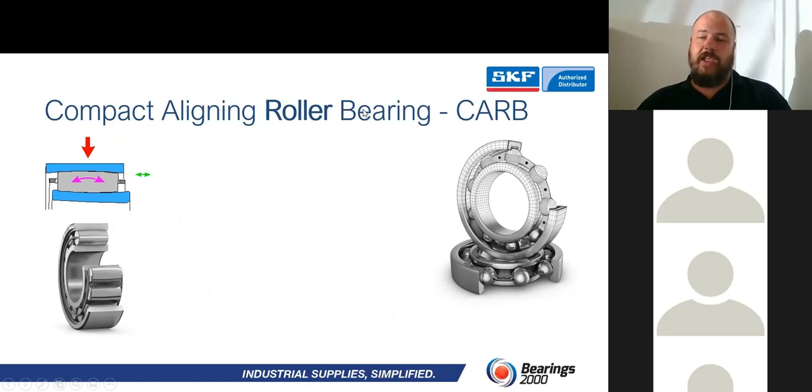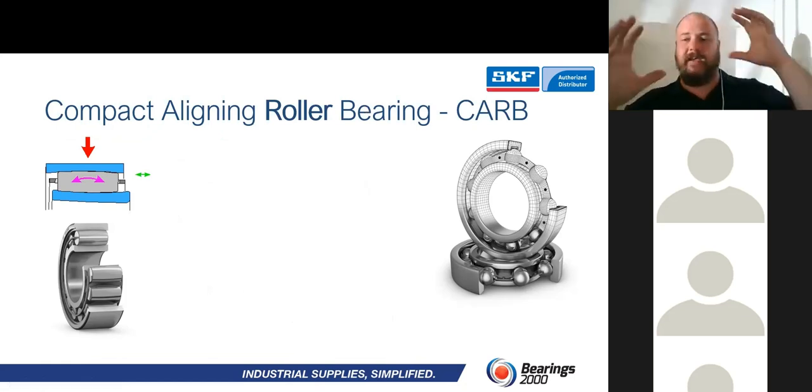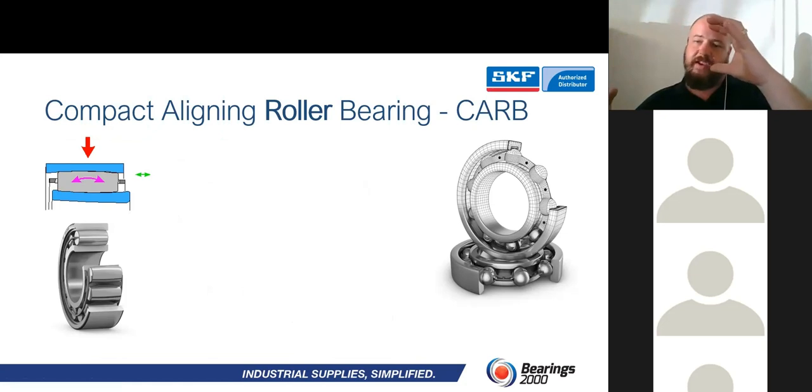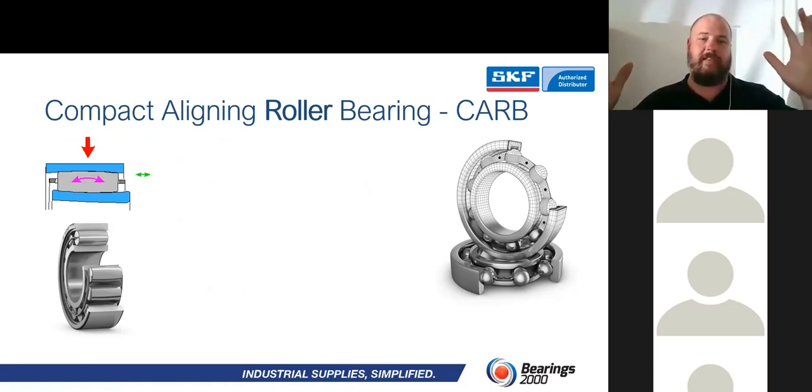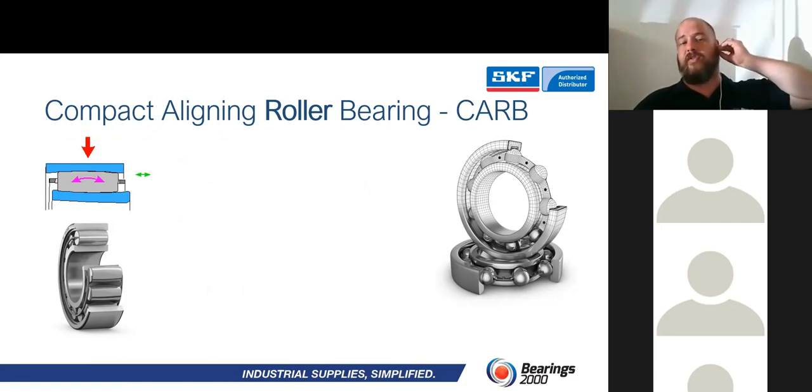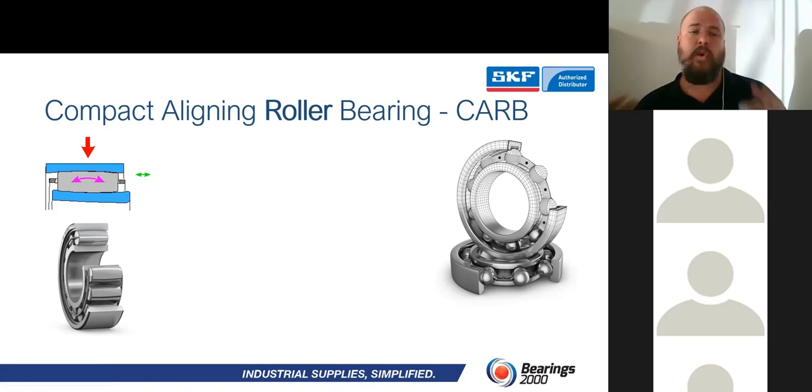Good. This one over here, it's called a CARB bearing, compact aligning roller bearing. What has happened over here is basically we've taken a cylindrical roller bearing's characteristics and we've taken the spherical roller bearing and we've just gone and mixed them all together. All right, and we came out with the CARB aligning roller bearing. It is a brilliant bearing. Not a lot of people are aware of this bearing.